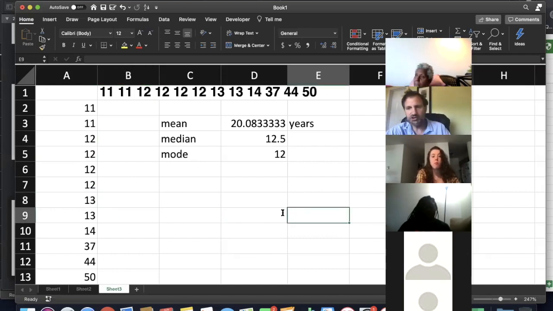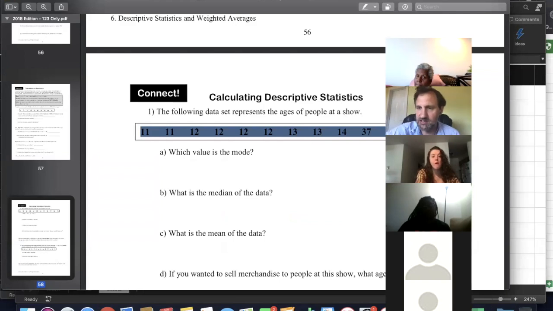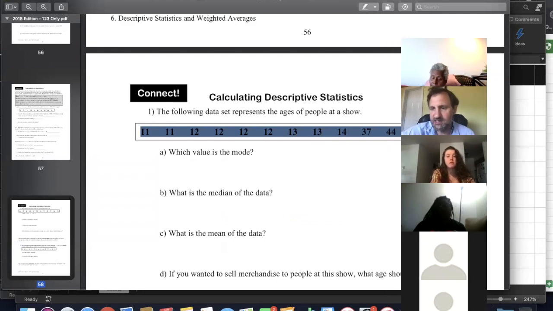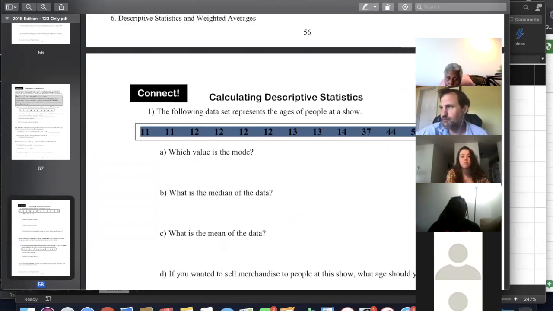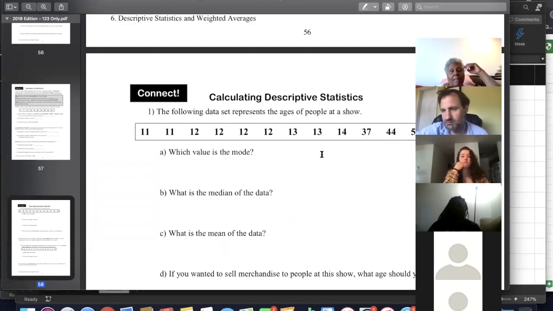Now, the larger point of this question, kind of what I was just saying, is that the best measure of the center is not always the mean. It's not always the average. Is the average person here 20 years old? I mean, technically, the mean is 20.1 years, but it doesn't make any sense to say the average person is 20 years old, because there's no 20-year-olds at this show, right?